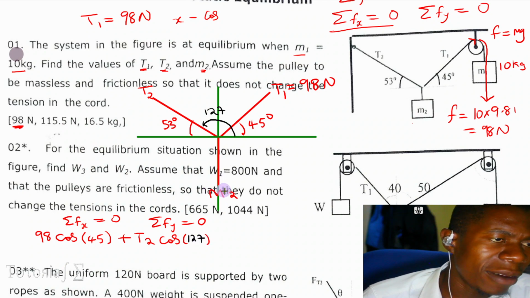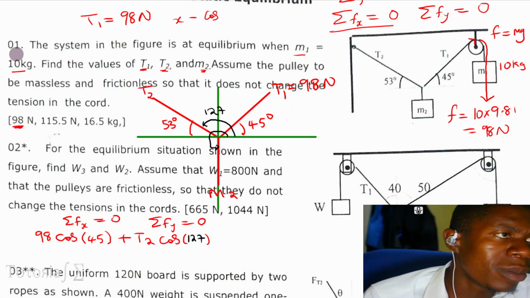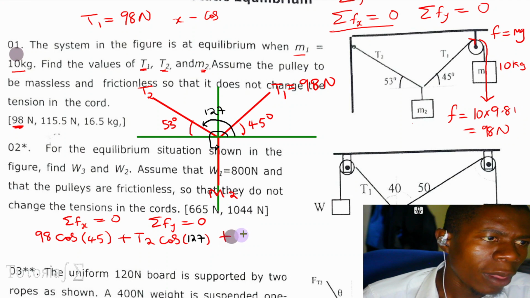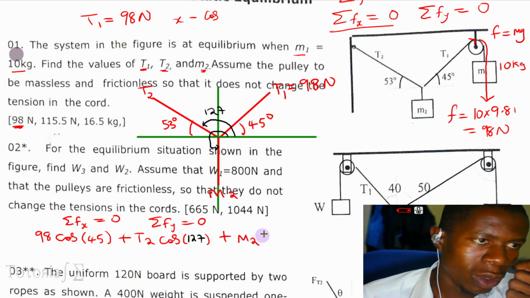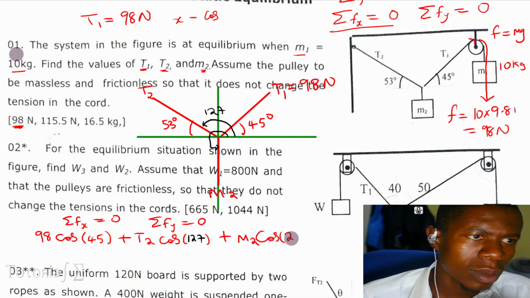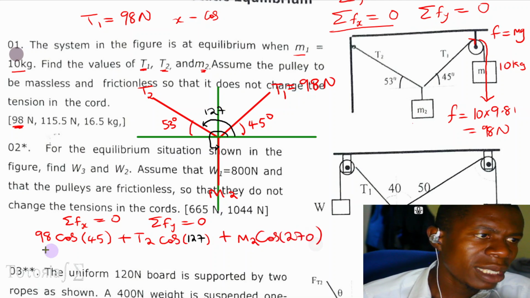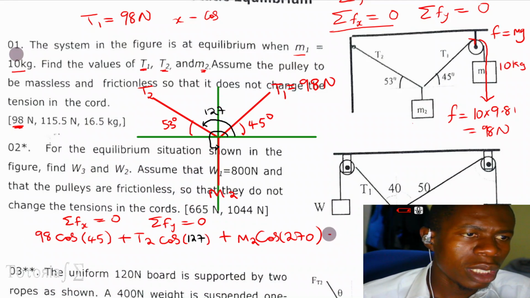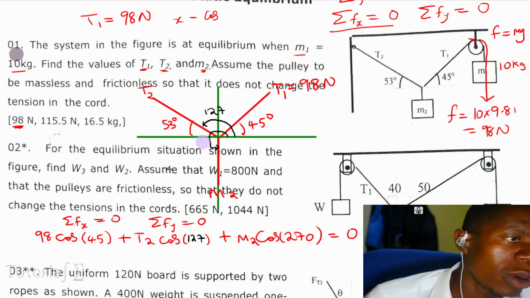Then finally we have this one. From here going all the way there, that is 270. So that is plus m2 cos 270. And we said forces in the x, so these are equal to 0. Okay, we do the same for forces in the y. So forces in the y will just replicate the same thing. We just change the sign there.